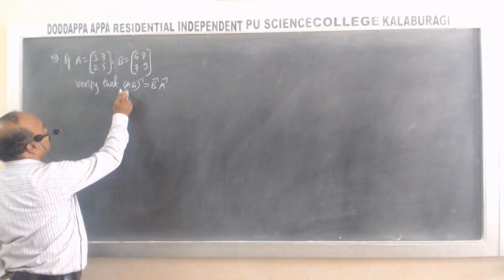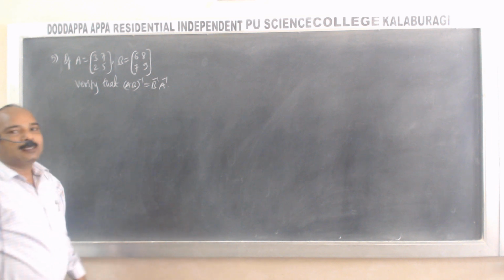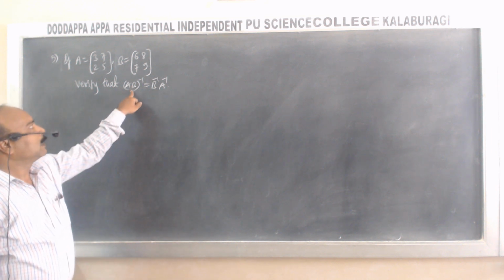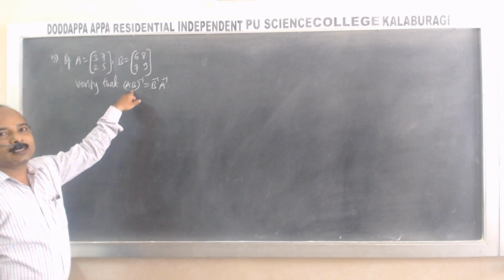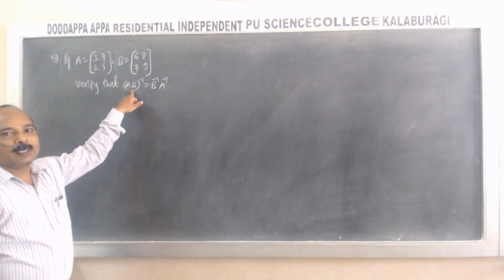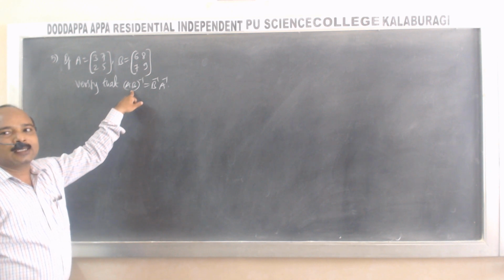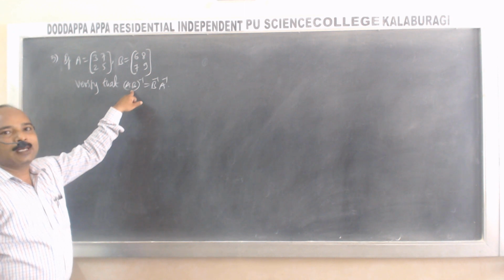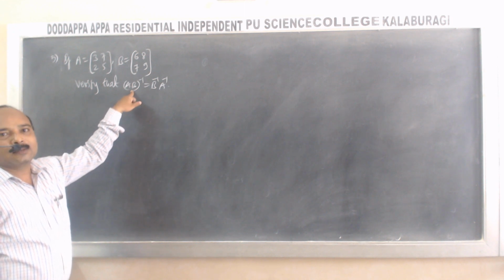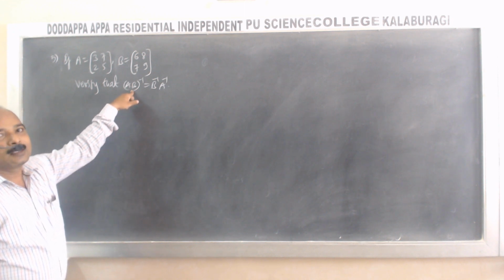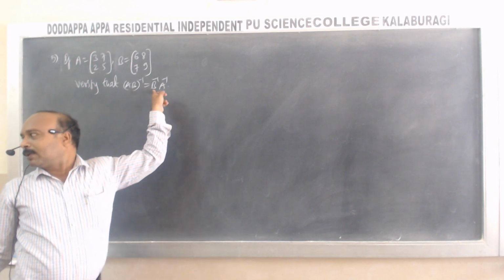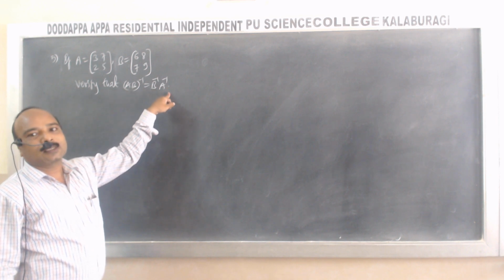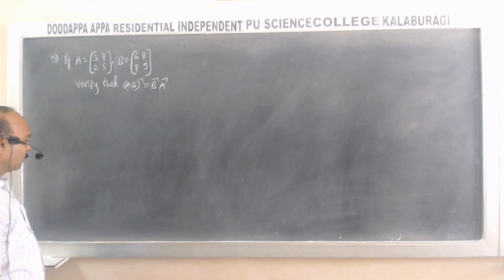For that, first we find the left hand side, that is AB whole inverse. For that, first we find the matrix AB and we find the inverse of the matrix AB. In place of A, it is AB we are getting. At that time the inverse of this AB is given by 1 by determinant of AB into adjoint of AB. That is the direct formula. And the right hand side is B inverse into A inverse. Now we find the inverse of B and the inverse of A and multiply both.